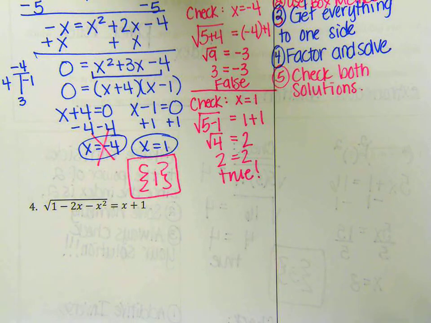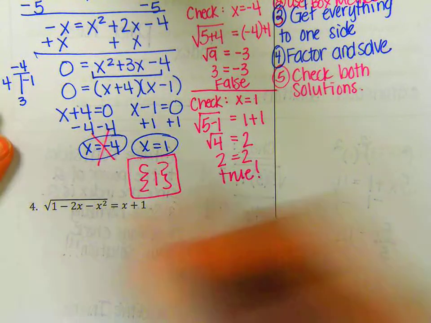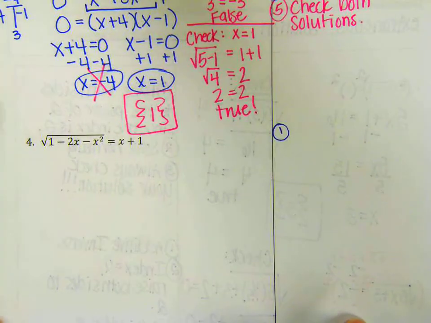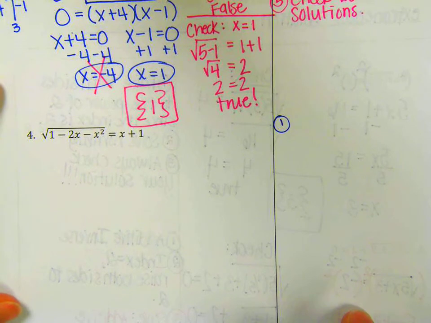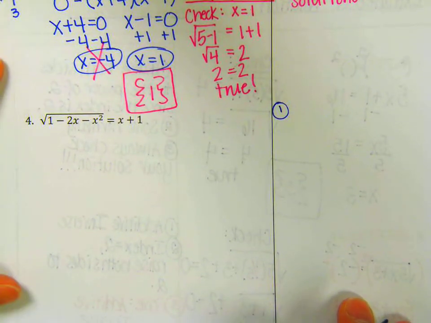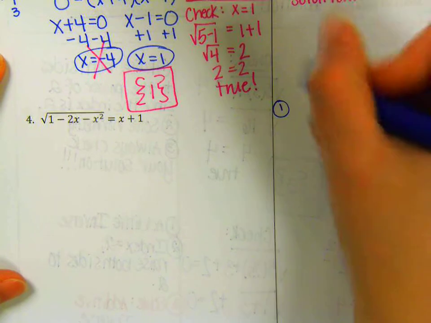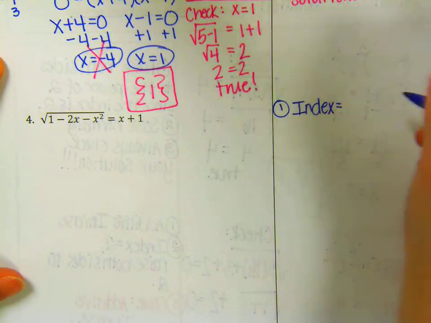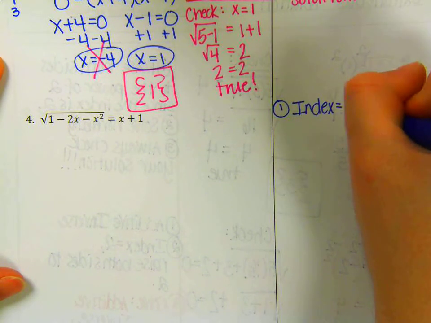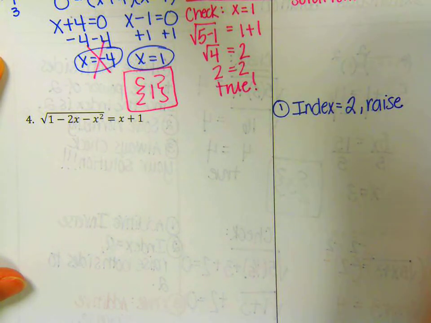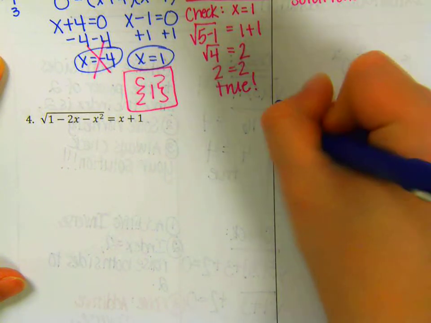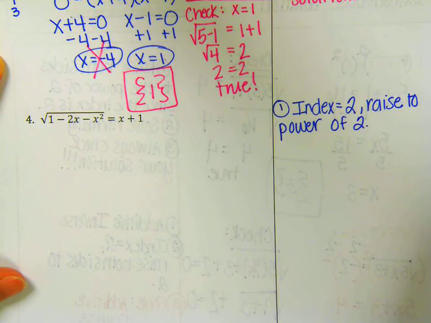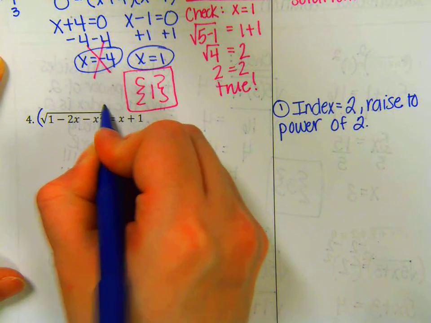Okay. Next one's basically the same kind of concept. So first one, don't be afraid. Okay? It'll be okay. First one, we have the index again, what is it? 2. So index is 2, raise both sides to the power of 2.